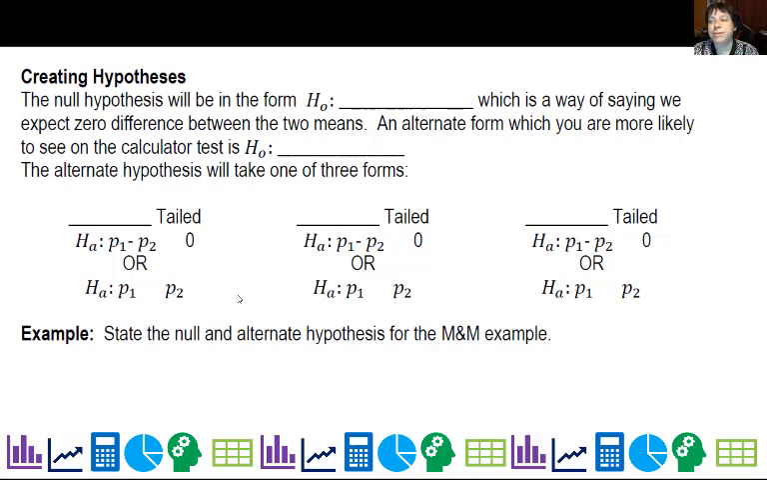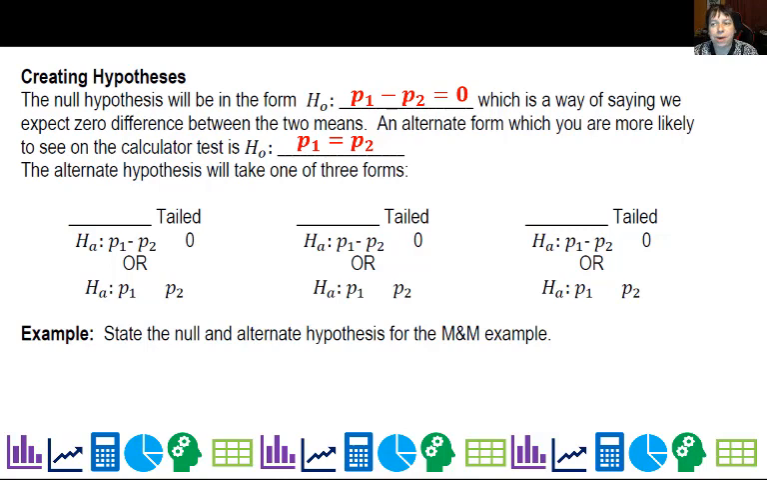And like the previous lesson, it's just going to be the difference, but instead of two means, it is two proportions, P1 and P2, instead of mu1 and mu2. Now, on the calculator, you might say P1 equals P2. So that's another way of saying P1 minus P2 equals 0. For that to happen, they both would have to be the same.